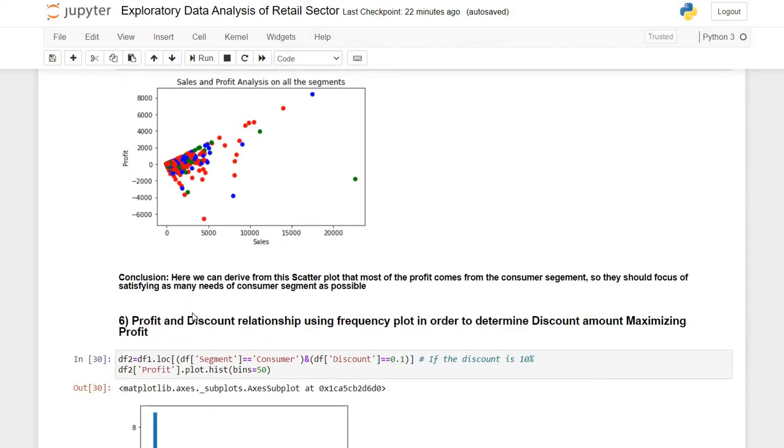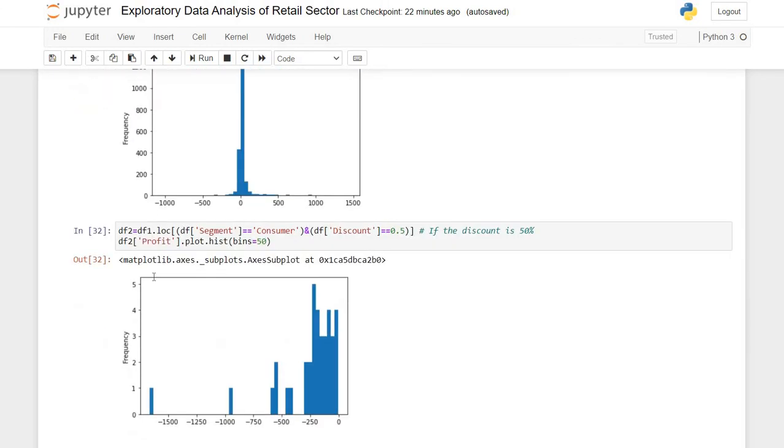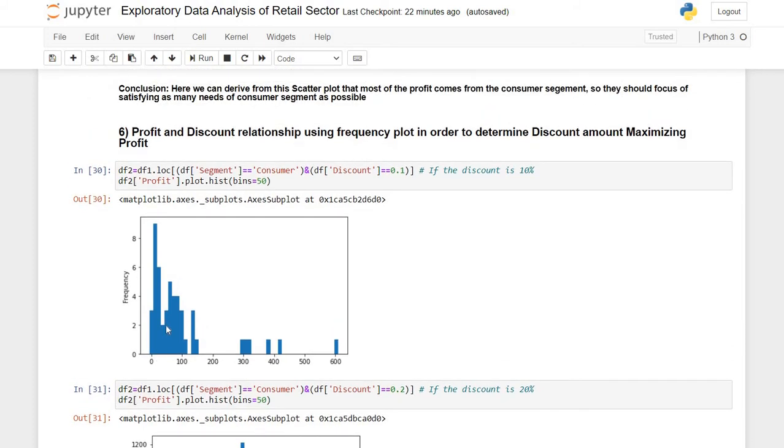Now we'll analyze the profit and discount relationship using a frequency plot in order to determine the discount maximizing the profit. So we'll look at different plots and we'll determine which is the feasible discount which will generate profit to the store owner. First of all, we'll plot the frequency of the profit.